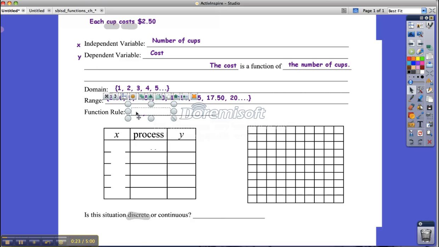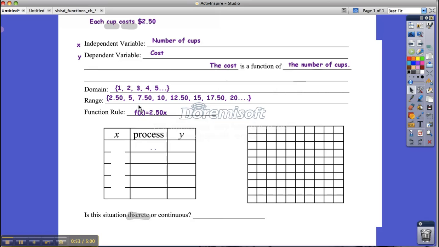So notice it says function rule instead of just rule or equation. The reason it says that is because we want to write this the way that we wrote the cost as a function of the number of cups. So we need to write, instead of y, we're just going to write f of x. So this is saying the function of x, the function of the number of cups, equals $2.50 times the number of cups. So the cost was the function.